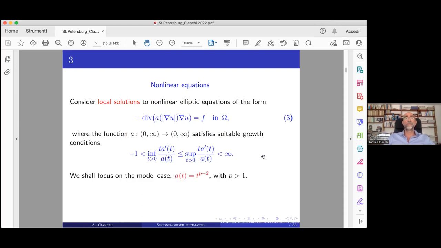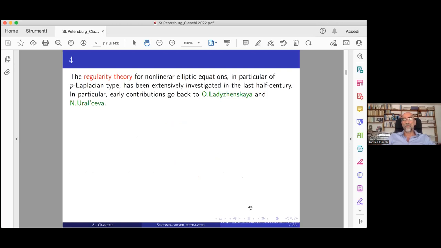But for simplicity, I will just focus on the case where a of t is the power t to the p minus 2, with p larger than 1, which means that I'll be considering the p-Laplace equation, which has been discussed at the beginning of this talk by Rosario a few minutes ago. Now, the regularity theory for nonlinear elliptic equations, in particular in divergence form, and of p-Laplacian type, has a long history, at least since the 60s of the last century, and in particular, as recalled by Rosario, the Russian school, with the work of Ladyzhenskaya and Ural'tseva, had an impact in the beginning of this theory.